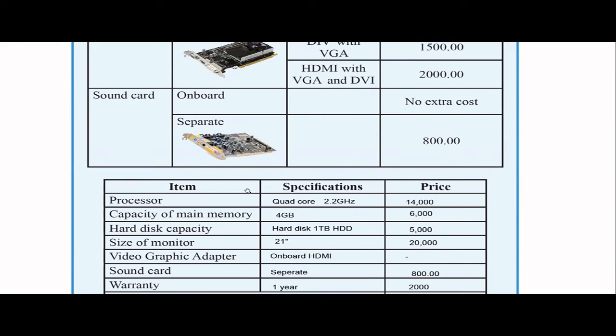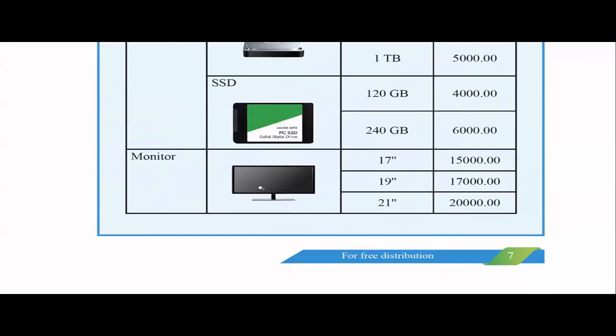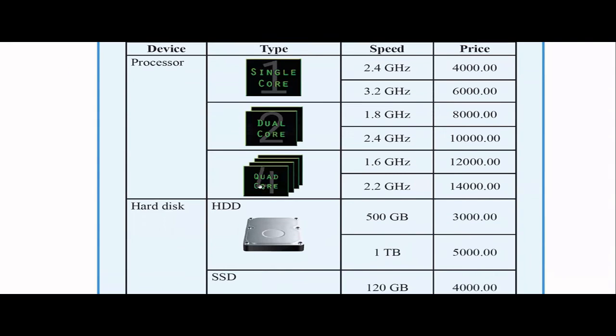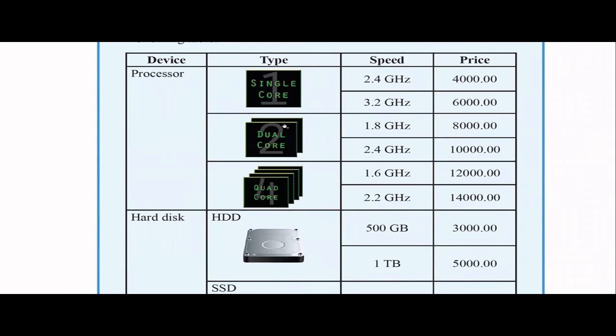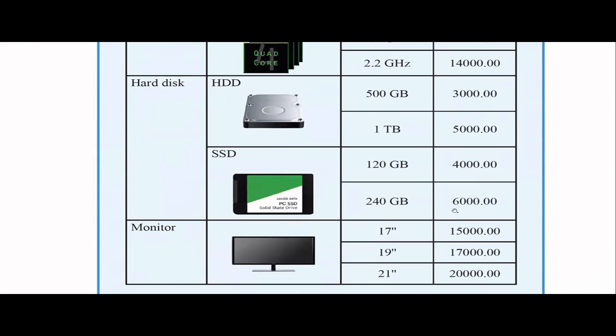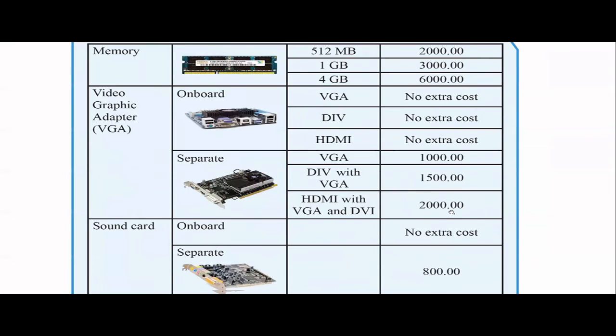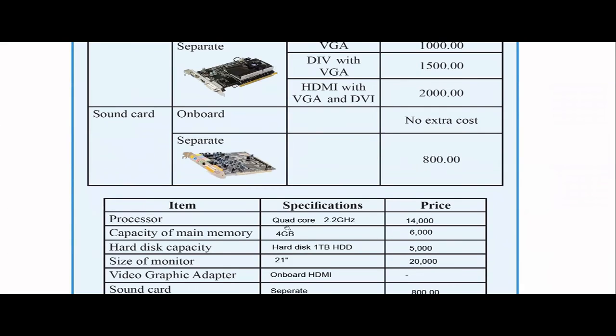For example, processor. Now we'll go for the processor thing. Here, there are different processors, single core, dual core, quad core. So I would prefer the quad core and the highest speed. So it is 14,000 rupees. These are not current prices, maybe outdated. Okay, please note that. So here it's 14,000. So that's why I filled it here. Quad core 2.2 gigahertz, 14,000.